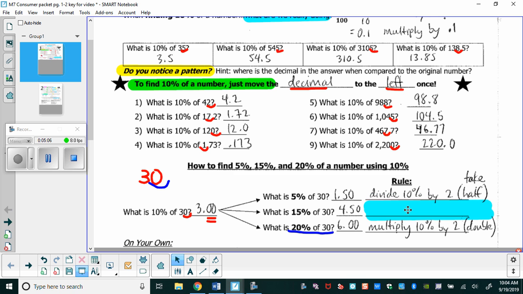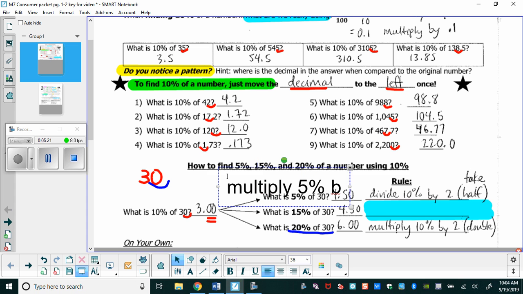Now for some of you, you see this 5% is 1.50, and you might just want to multiply that by 3, because 5 times 3 is 15. So 1.50 times 3 is 4.50. So some of you might say for your rule, multiply 5% by 3.